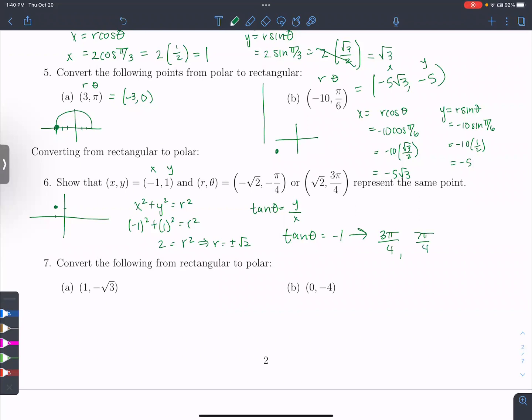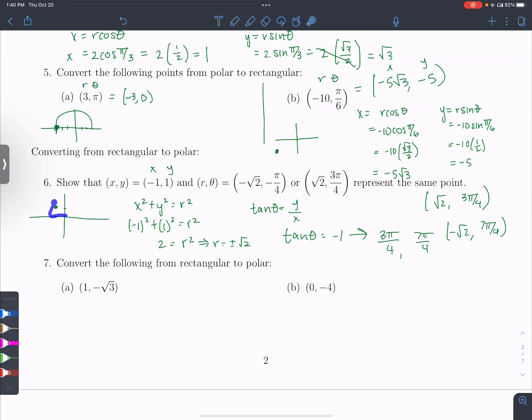And so looking at this, if we go back to our picture and choose a positive √2 radius, which pi over 4 would I choose to get to here? You would choose 3 pi over 4. So √2, 3 pi over 4 is an ordered pair that would work. You could also do -√2 and 7 pi over 4. Or you could do -√2 and pi over 4.